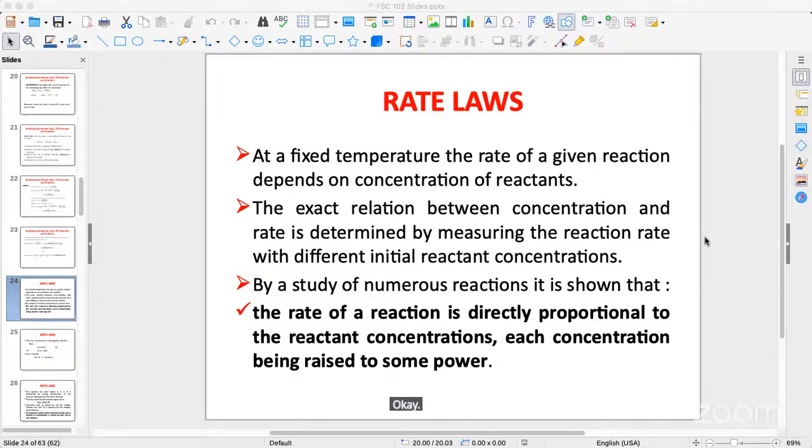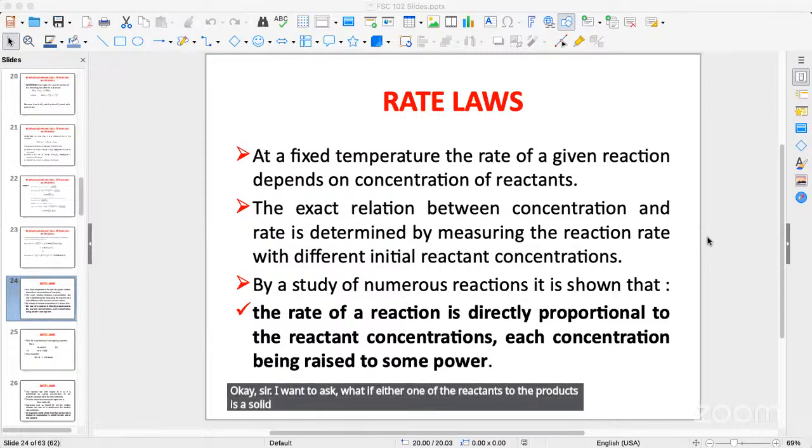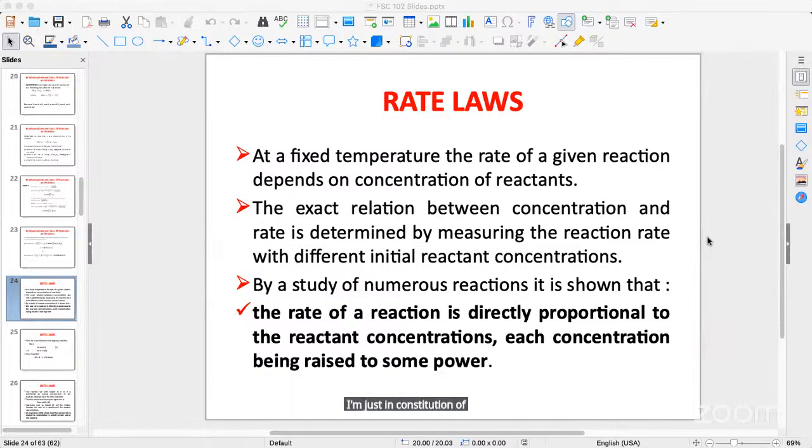Victor Godwin, you can unmute now. Okay, sir. I want to ask, what if either one of the reactant or the products is a solid? Then it will not be possible for us to express the rate of reaction in mole per liter per second, because you cannot express the concentration of the solid in mole per liter. So what units are we going to use then? Okay, thank you.